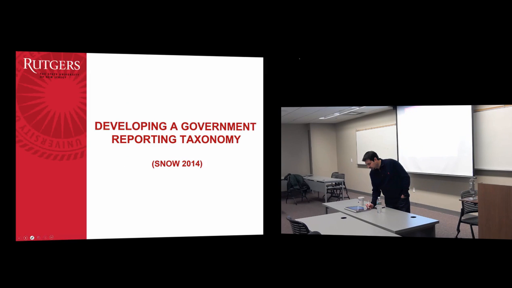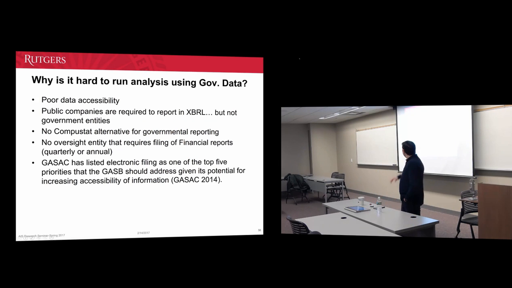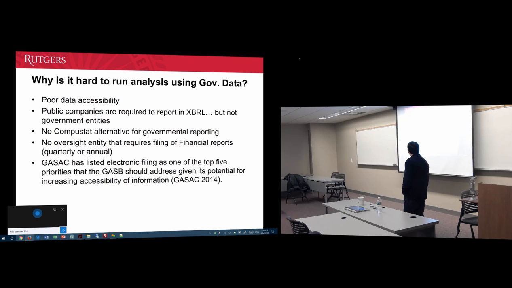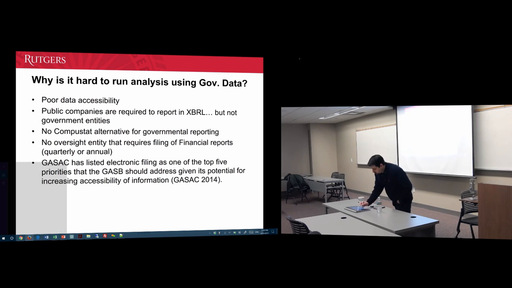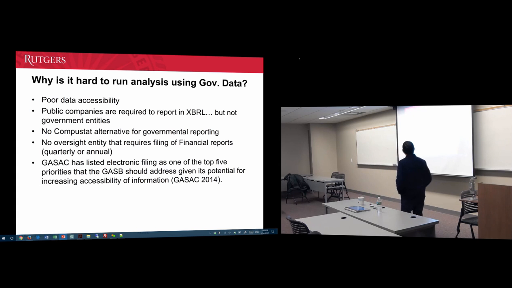This is just another example. We won't have time to discuss this one. This is a paper where they looked at the difficulty of analyzing data. They could not analyze data because it was mostly in XBRL. So what they did was they proposed a taxonomy. They developed an XBRL taxonomy.